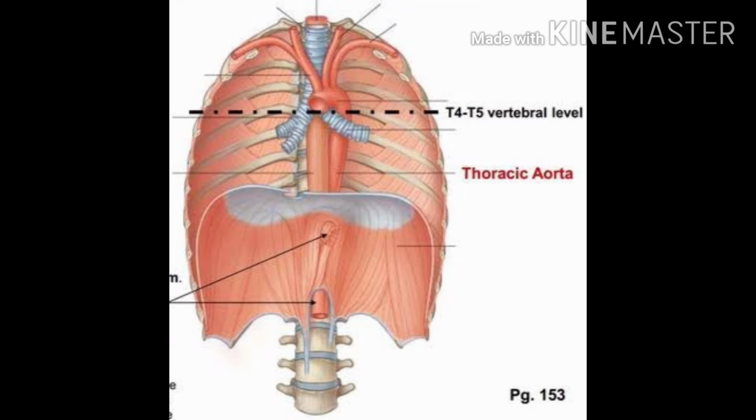In the aperture of the diaphragm, where the esophagus is passing from thoracic cavity to the abdominal cavity, here esophagus is anteriorly related with the left vagus nerve and posteriorly it is related with the right vagus nerve.